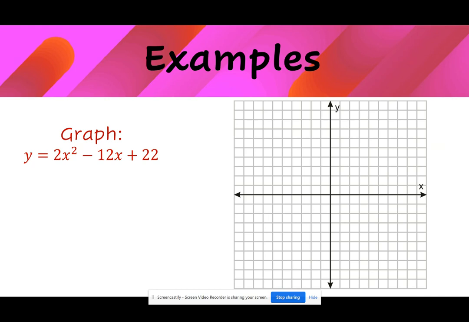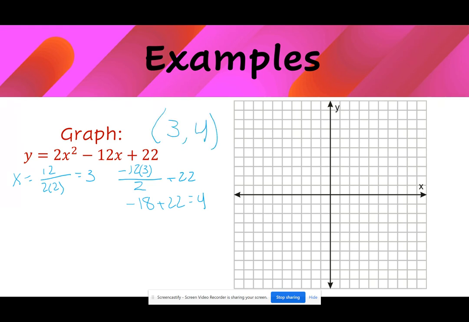So first find your vertex. So x equals opposite of b over 2a. 12 divided by 4 gives us 3. Negative b times 3 divided by 2 plus 22. Hopefully this is on there. Negative 18 plus 22 equals 4. So our vertex is 3, comma 4. So I'm going to go ahead and graph that.